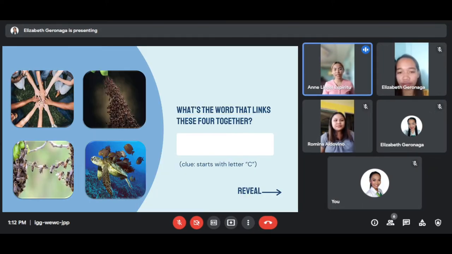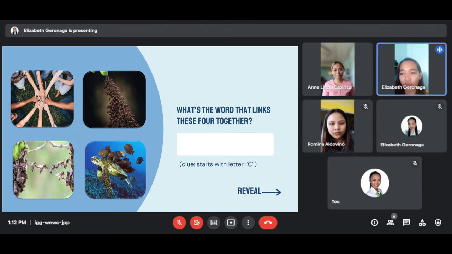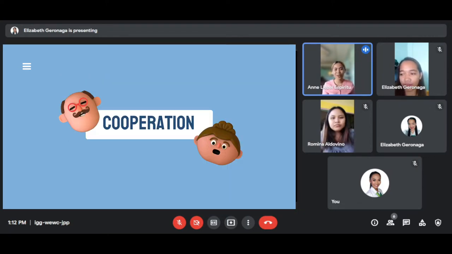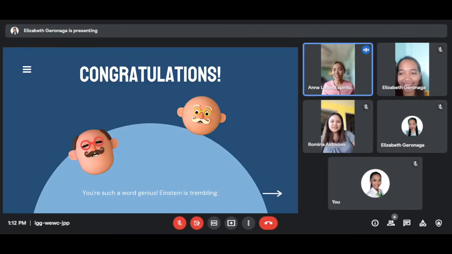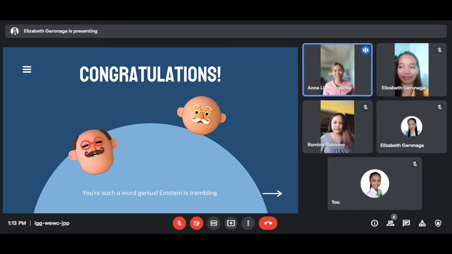Okay, our last set of pictures. What do you think is the word that links these four together? The clue starts with the letter C. Ma'am. Okay, I think it is cooperation. Cooperation. Let's see if it's correct. Cooperation is correct. Very good, Miss Geronaga. Congratulations, class. I think you already know our lesson for today. You're such word geniuses. Einstein is trembling.